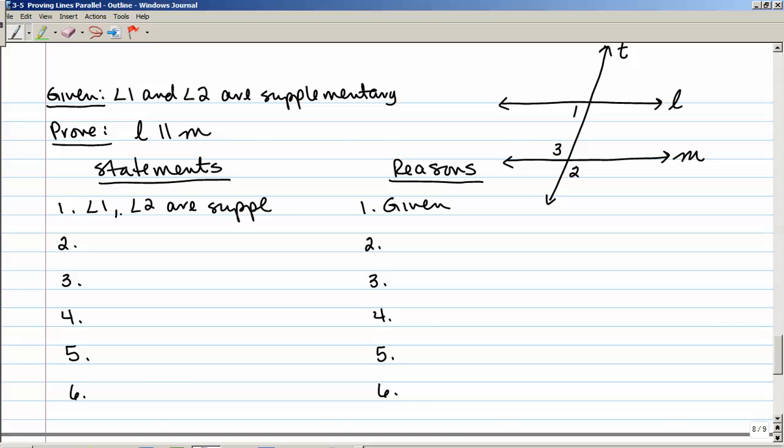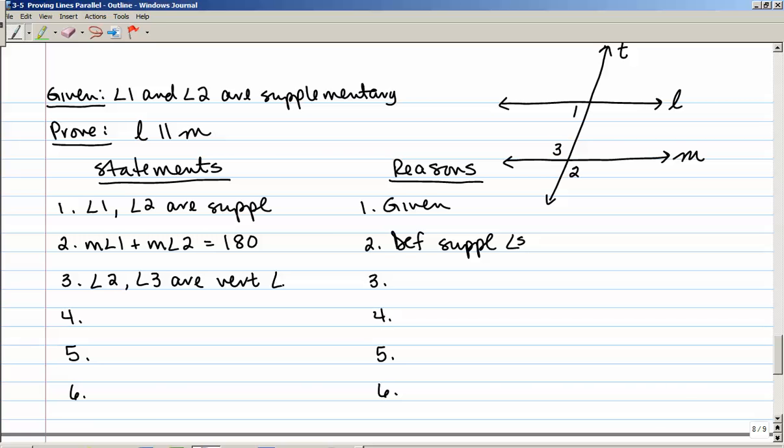So my first statement and reason are that angles 1 and 2 are supplementary, and that's my given. Supplementary makes me think that they add up to 180. So the next thing I'm going to say is measure of angle 1 plus the measure of angle 2 is equal to 180, and that's by the definition of supplementary angles. Next thing I can do is look at the picture and notice that angles 2 and 3 are actually vertical angles because they are across from each other when lines intersect each other. So I can say angle 2 and angle 3 are vertical angles, and that's by the definition of vertical angles. And then because they are vertical angles, they are congruent to each other. So angle 2 is congruent to angle 3. And that's because of the vertical angles theorem, or sometimes I just like to say vertical angles are congruent.